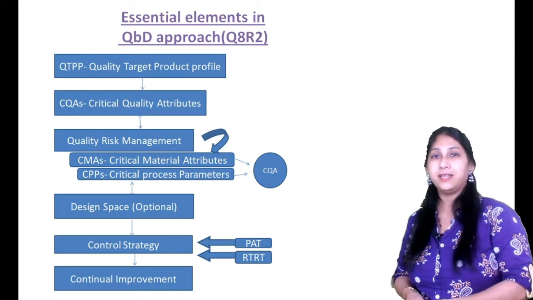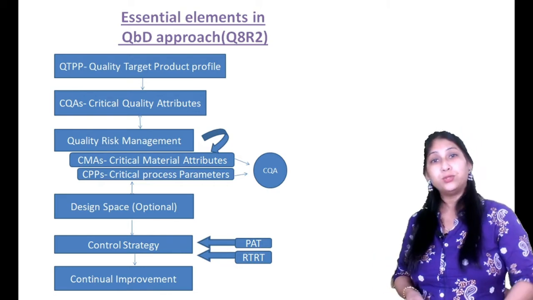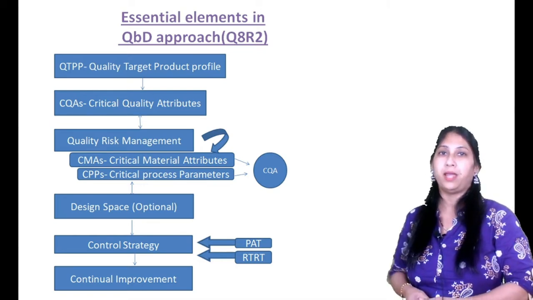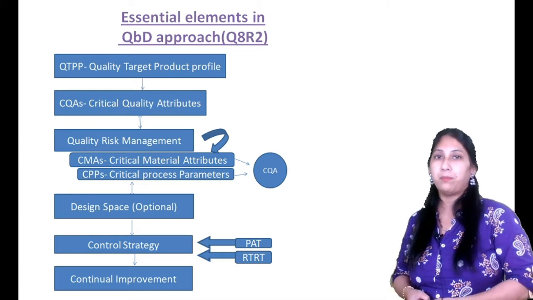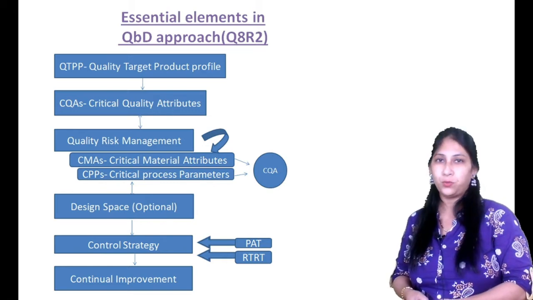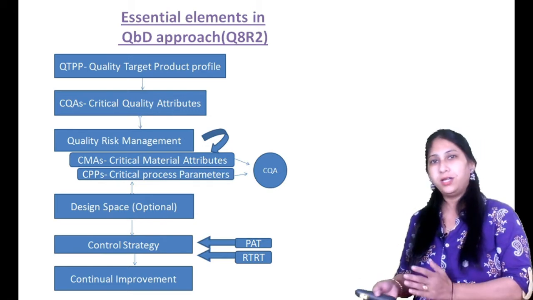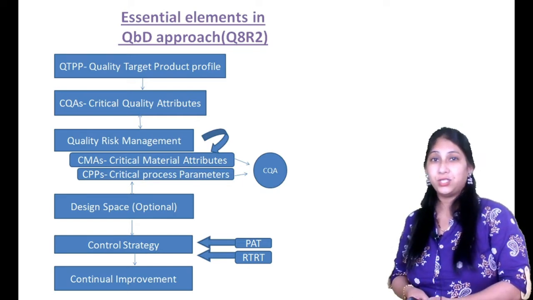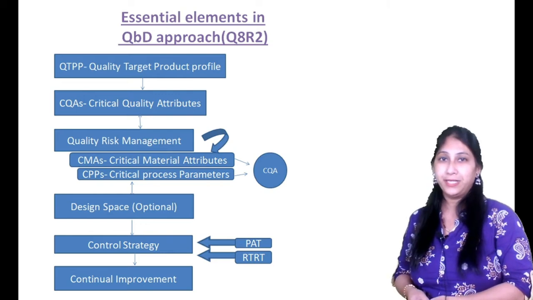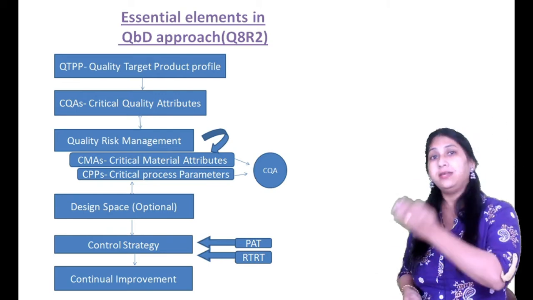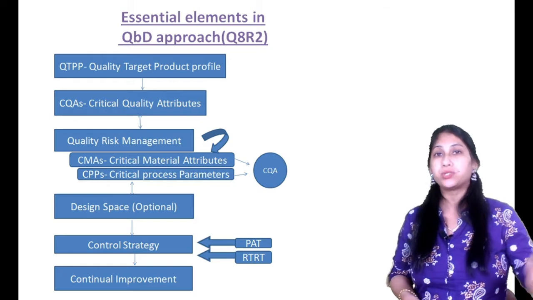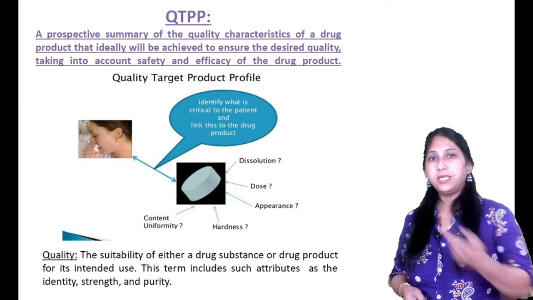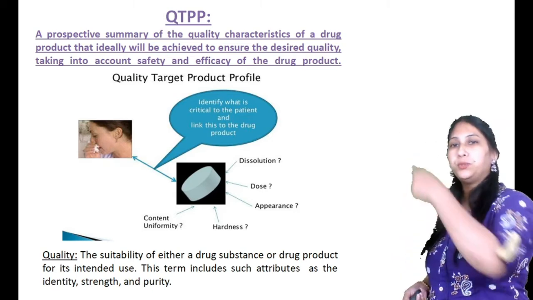Another element is continual improvement. Knowledge that is gained during product and process development is applied for further improvement of the quality of the product. So continual improvement throughout the product life cycle is the essential aspect of QbD. Product life cycle means the cycle that begins from the development stage, to the marketing, till its discontinuation from the market.